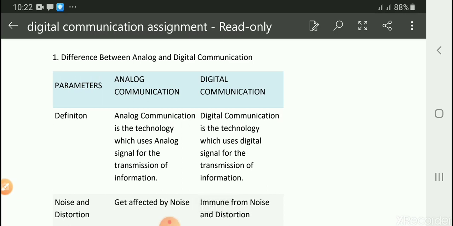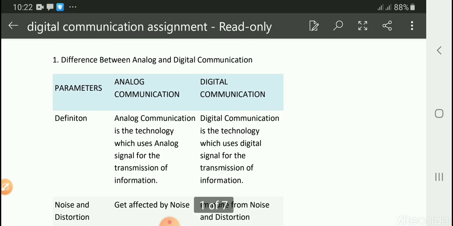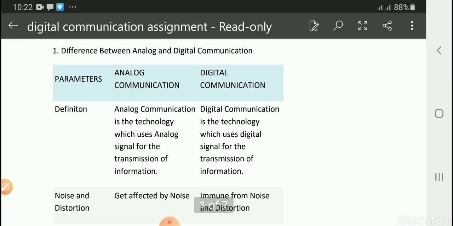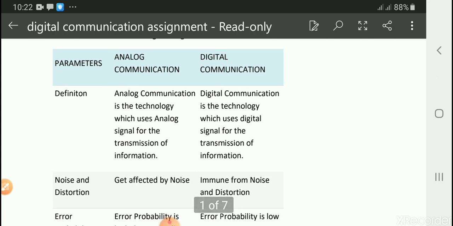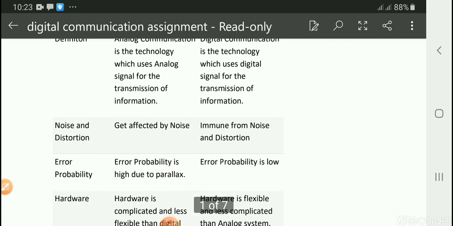First one, the difference between analog and digital communication systems. Parameters: analog communication and digital communication. First, we start with definition. Analog communication is the technology which uses analog signal for the transmission of information. Digital communication is the technology which uses digital signal for the transmission of information.